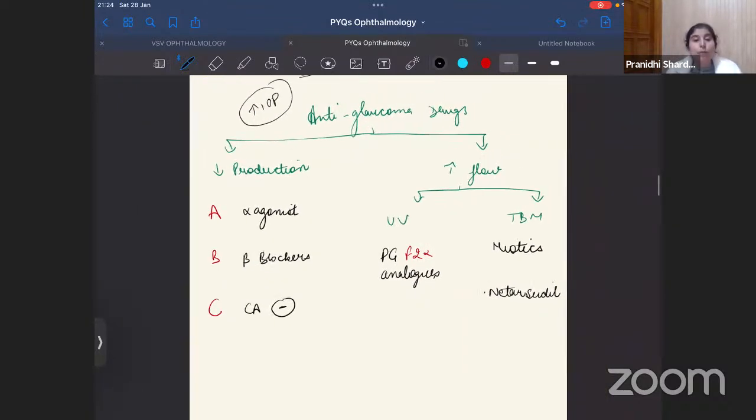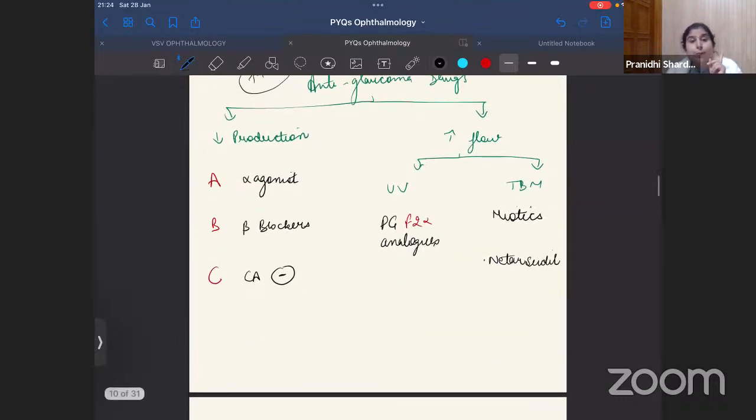Now, for the anti-glaucoma drugs, what we can do is either decrease the production or increase the outflow. There are two main things we can do to reduce the IOP. For decreased production, you have three drugs. The mnemonic is ABC: alpha agonists, beta blockers, and carbonic anhydrase inhibitors.